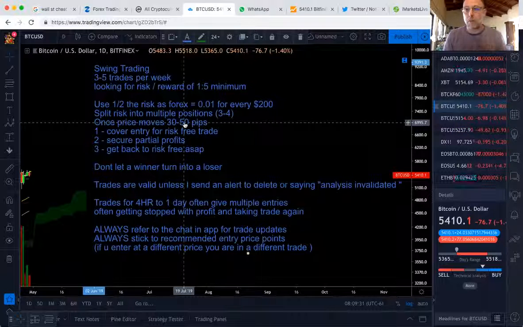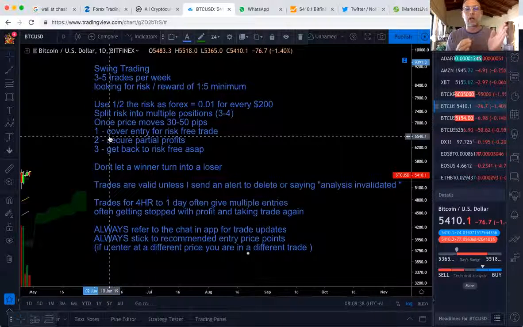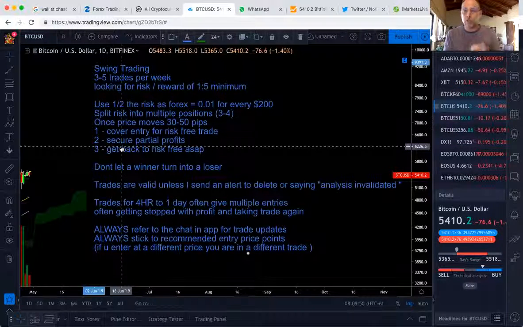But as soon as that market moves 30 to 50 pips in our favor, remember you have multiple orders. You want to do a couple things. First, you want to cover your entry for a risk-free trade. So at least 1 to 2 of those orders, you want to put your stop loss at break-even price, which means move your stop loss to where you entered, okay? The second thing, if you have multiple positions, you want to secure some partial profits.